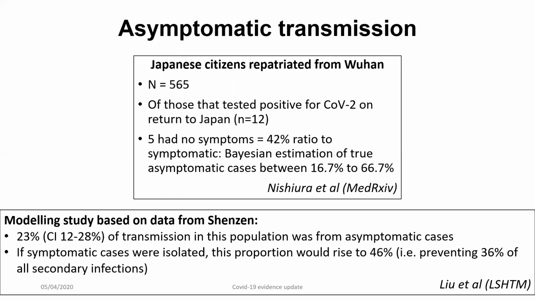Yang Liu and colleagues at LSHTM undertook a probability modeling study using data from Shenzhen in China and estimated that 23% of transmission in this population came from asymptomatic cases. They also estimate that if all symptomatic cases were isolated, and they're relatively easy to isolate, either self-isolating or through control methods, this proportion would rise to 46%, which means that around a third of all secondary cases could be prevented even if asymptomatic cases are not isolated, which shows just how important control can be.